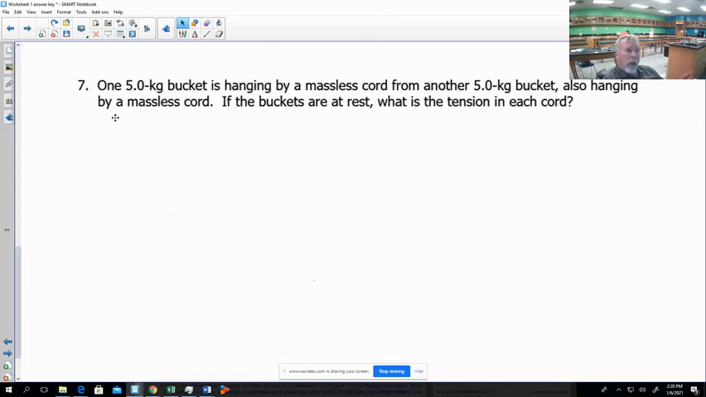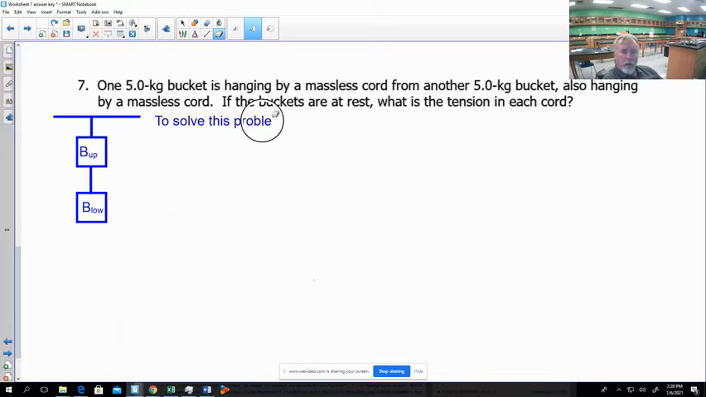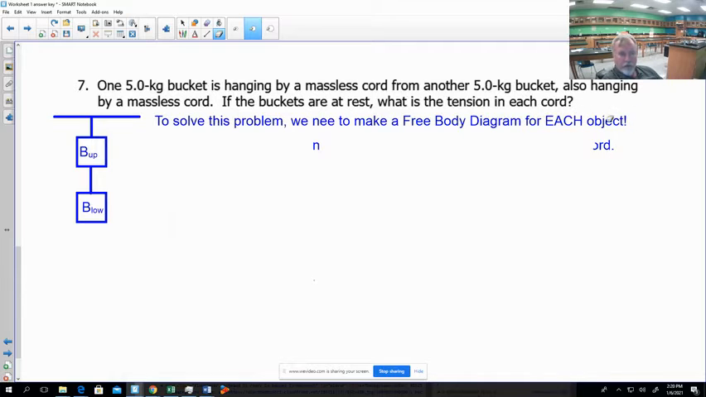The first thing I always want you to do is draw a diagram. In this case, it's a little harder to draw the free body diagram directly, so I want to show you the pieces to doing it. We put a ceiling on here, a cord, and our first bucket, which we'll call the upper bucket. Then we put another cord and our lower bucket underneath it. That's just our picture from what it's describing. Now we have to draw a free body diagram. What we need to do is make a free body diagram for each object.